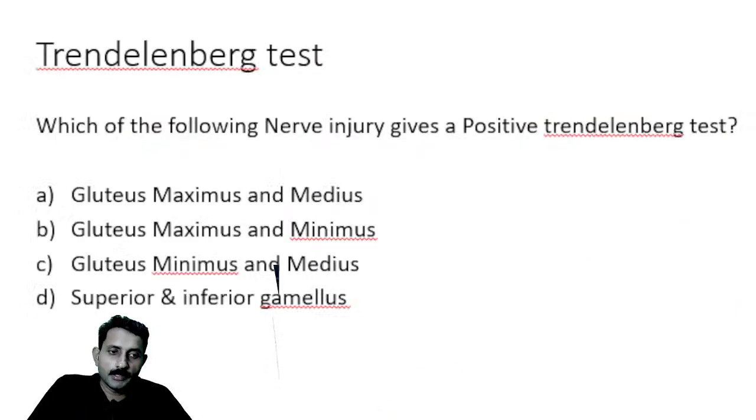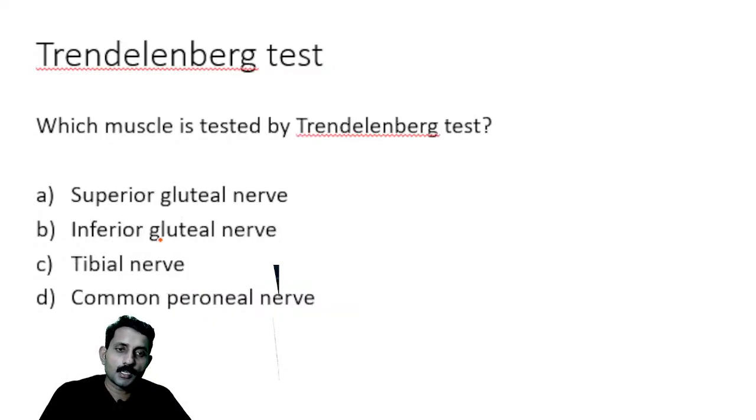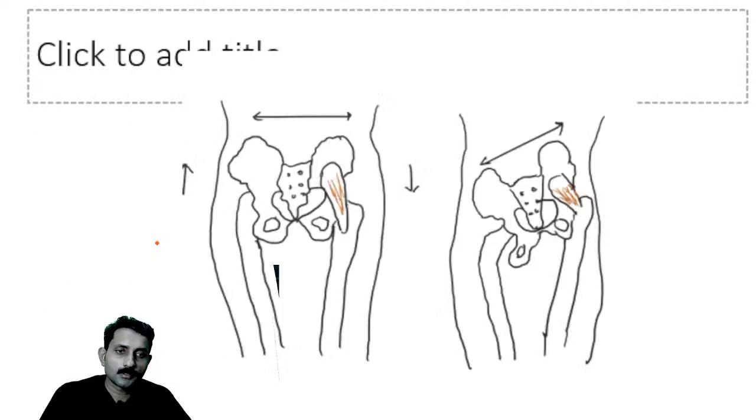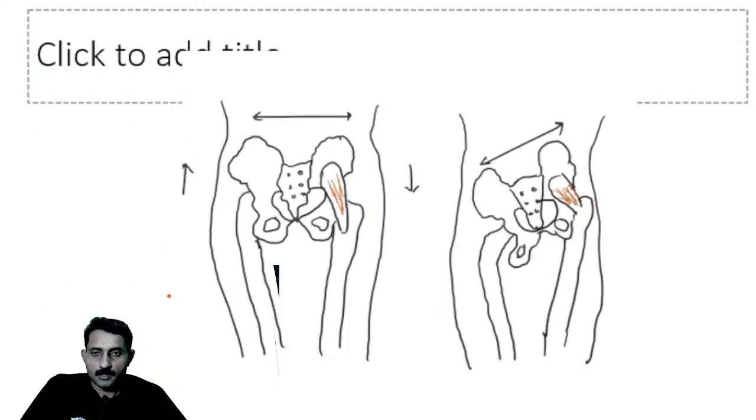Now, we will see one more commonly asked topic, that is the Trendelenburg test. Which of the following nerve injuries gives a positive Trendelenburg test? And gluteus maximus. So, which muscle gives a positive Trendelenburg test? Okay. The options are confusing. Once we understand the topic, you can understand better. Or which muscle is tested by this? Okay. Now, what is the Trendelenburg test?